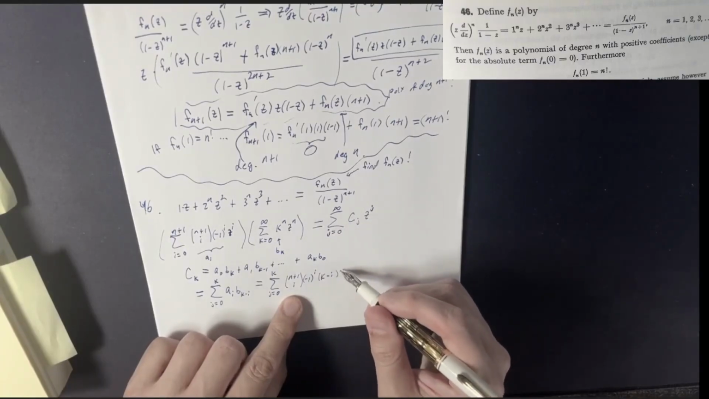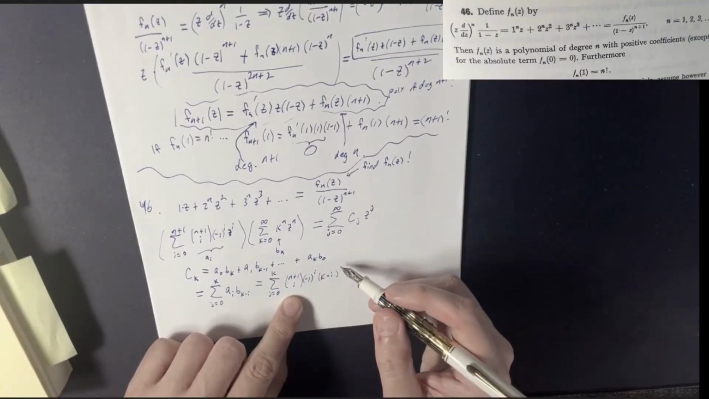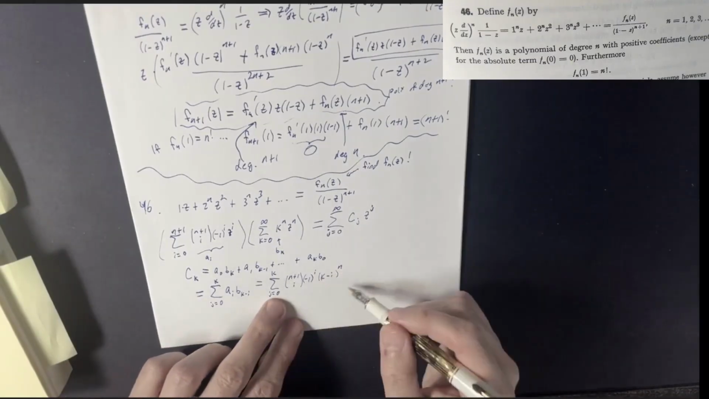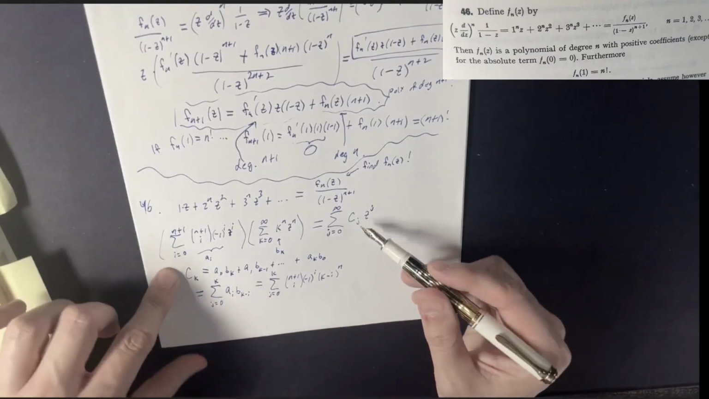And if I were a smarter man, wait a minute. Did I say that right? Yeah, k minus i, but it's to the power n, like that. Okay, so this sum is our coefficient right here.